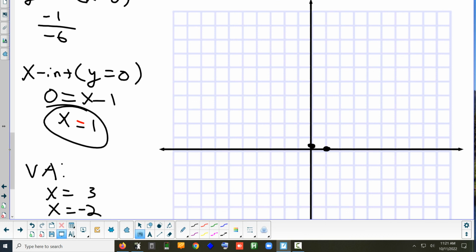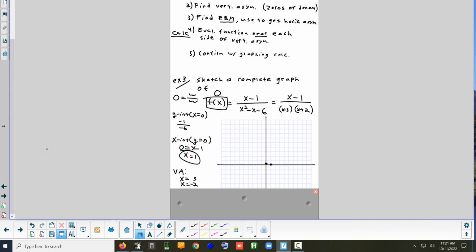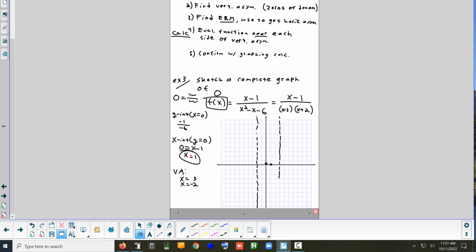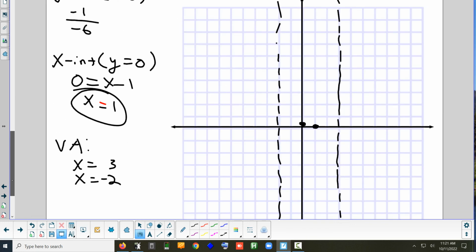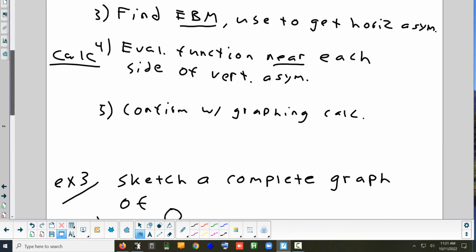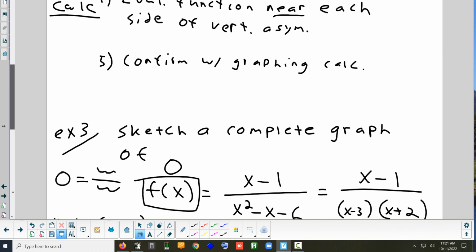All right, let's sketch those 2 asymptotes as vertical lines. Just made it smaller so I can do this easier. So -2 and +3. Okay, so there's my vertical asymptotes. Let's do the EBM.